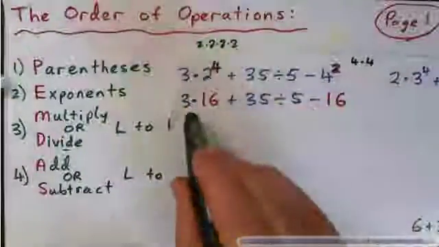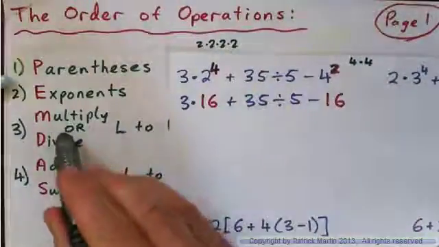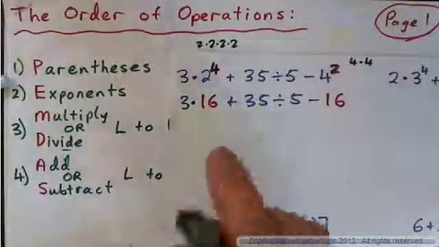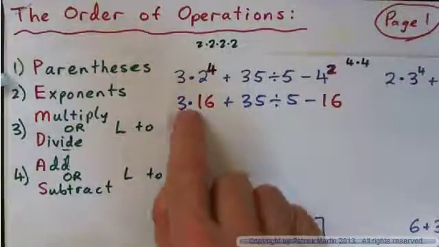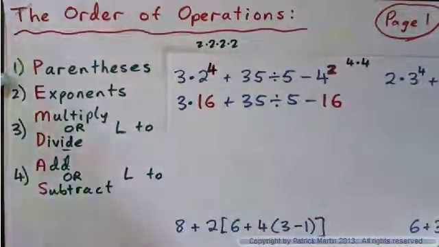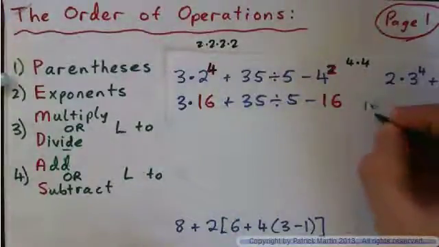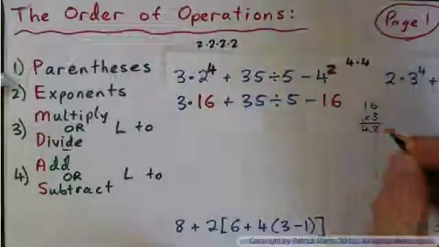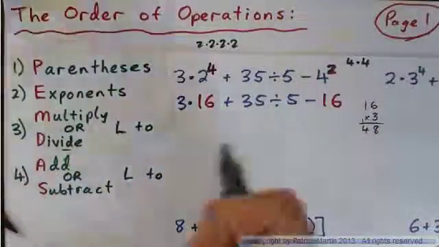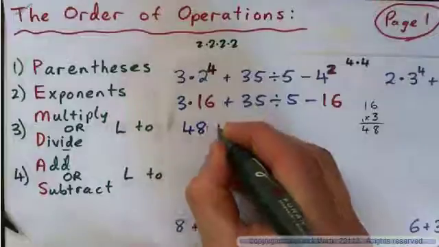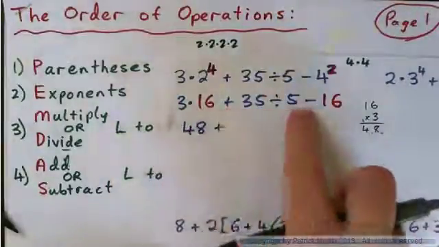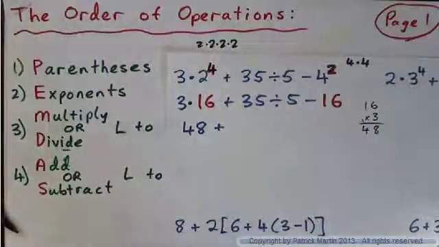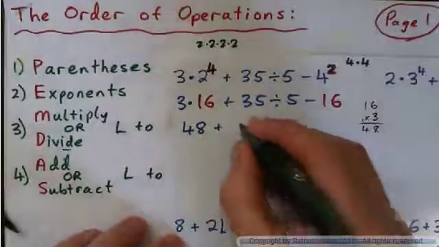So there are no parentheses. We've done all the exponents from left to right. Now we go on to multiplying or dividing from left to right, whatever appears first. So we have a multiply here, 3 times 16. 3 times 6 is 18, carry 1, 3 times 1 is 3, and 1 is 4. So we have that one. And we have a division also, 35 divided by 5. What's that? 7, right?